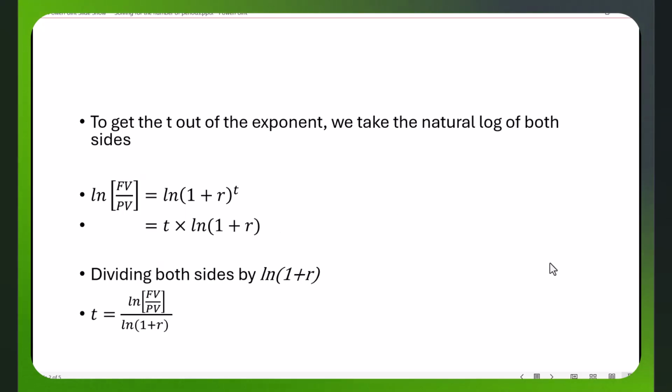Now we've got to get T out of the exponent, and it turns out that if we take the natural log of both sides, it will do that. It will do that because the rule of logs is that the log of (1 plus R) to the tth power is T times the natural log of 1 plus R. Whatever we do to this side, we have to do to this side. Now we divide both sides by the natural log of 1 plus R, and we get T equals the natural log of the future value over the present value, divided by the natural log of 1 plus the interest rate.